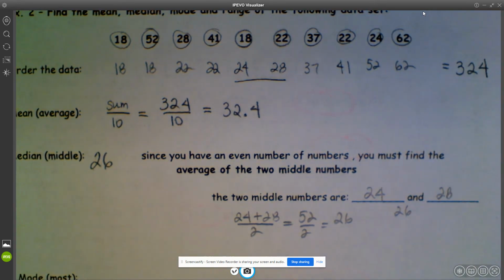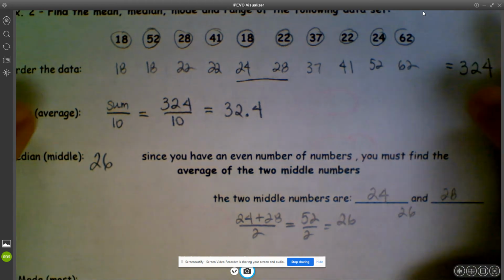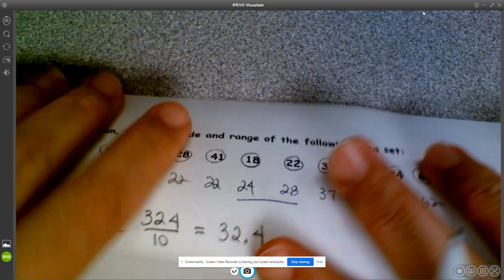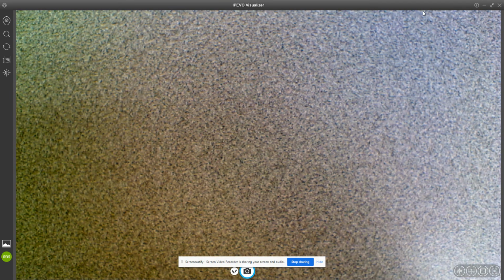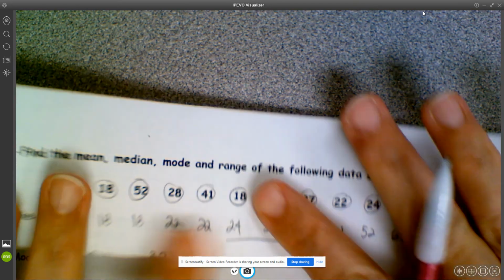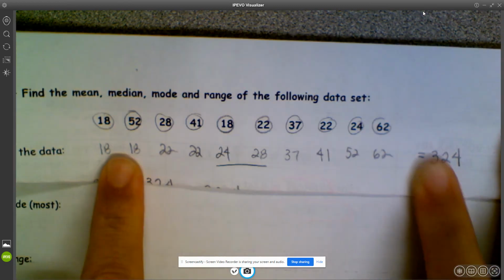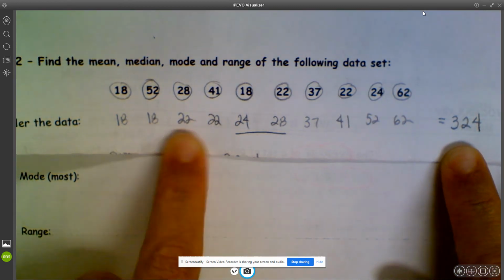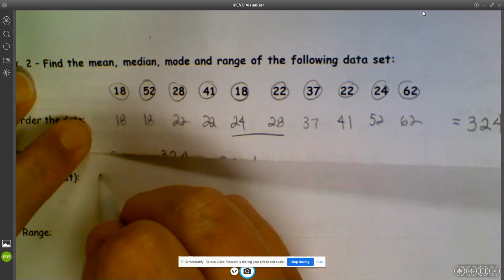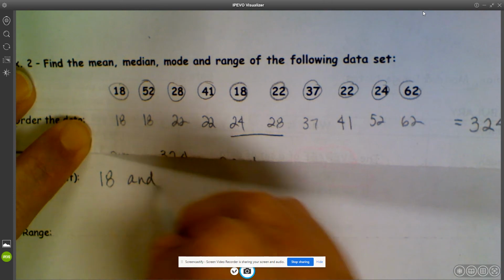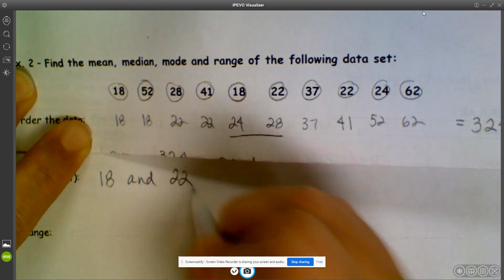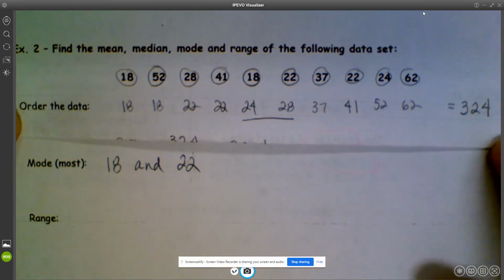All right. Now let's look at the mode, the number that shows up the most. I'm going to do what I did last time and look at a few of these. All right, so what number shows up the most here? Well, 18 shows up twice. 22 shows up twice. Does anything show more than twice? No. And there are 2 numbers that show up twice. So this data is bimodal. There are 2 modes here. So 18 and 22 are my modes.